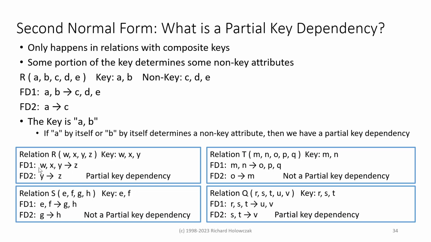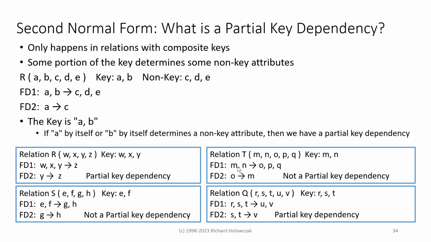Doesn't matter how big our key is, whether it's 2 or 3 attributes, if any part of the key determines a non-key attribute, then we say it's a partial key dependency. Here's another one. EF determining GH, G determines H. That's not a partial key dependency. Why? Because E by itself or F by itself don't appear on the left-hand side of an arrow. This is a different type of an issue.